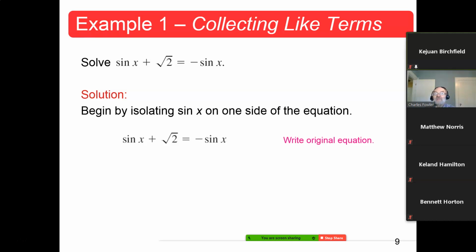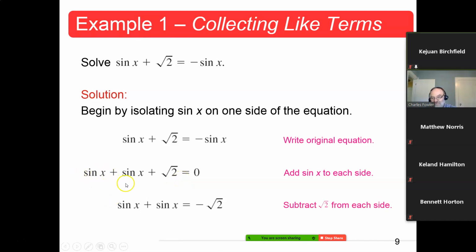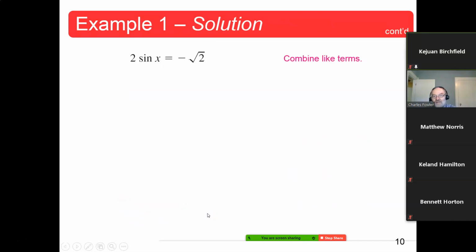Begin by isolating the trig function on one side of the equation. So they wrote the equation again, which is really great. Add a sine x to both sides, and then subtract root 2 from both sides. So that gives you 2 sine x plus root 2 equals 0. Then subtract. Why don't they add those together? I don't know. 2 sine x equals minus root 2. And that's what we get here, combining like terms, and then divide both sides by 2, and you get sine x is equal to minus root 2 over 2.